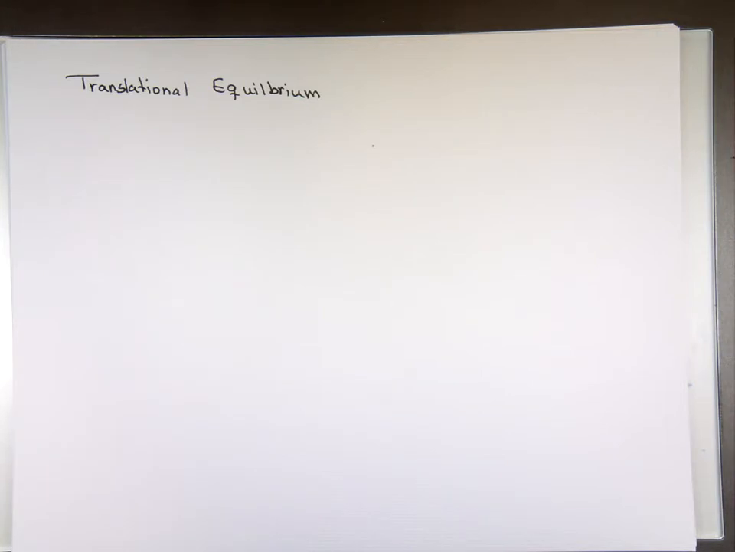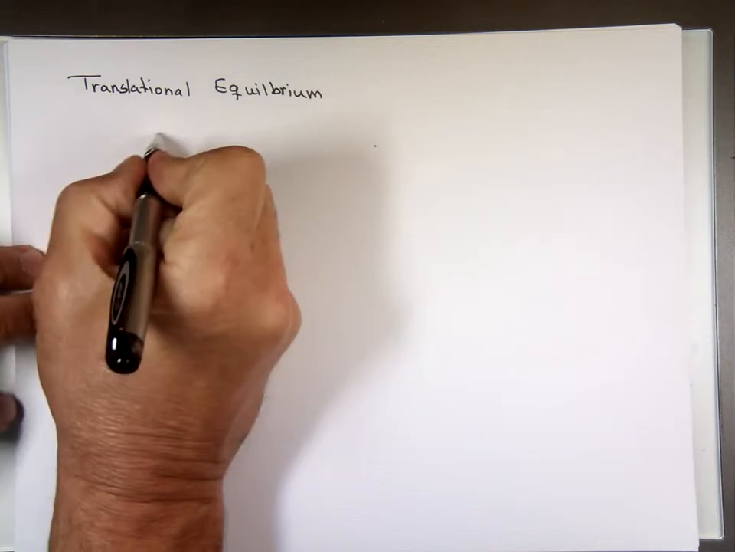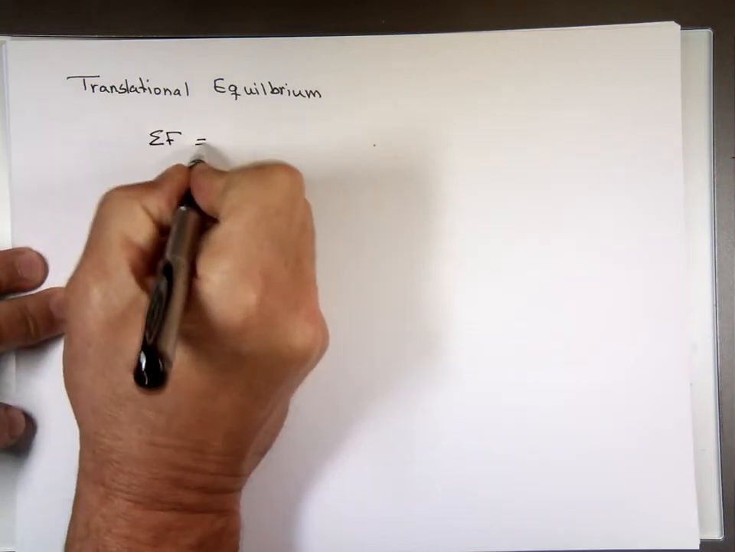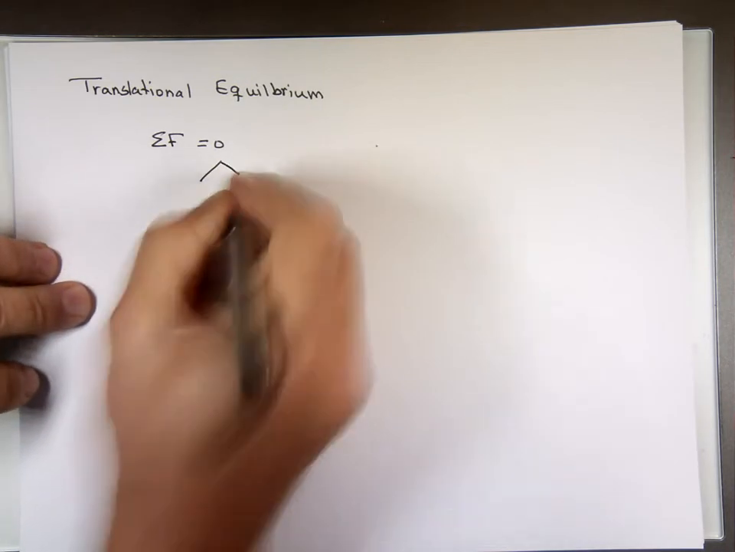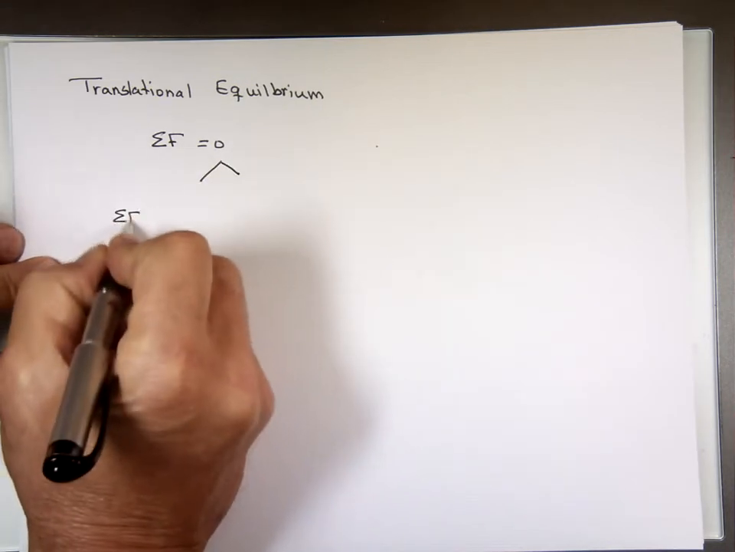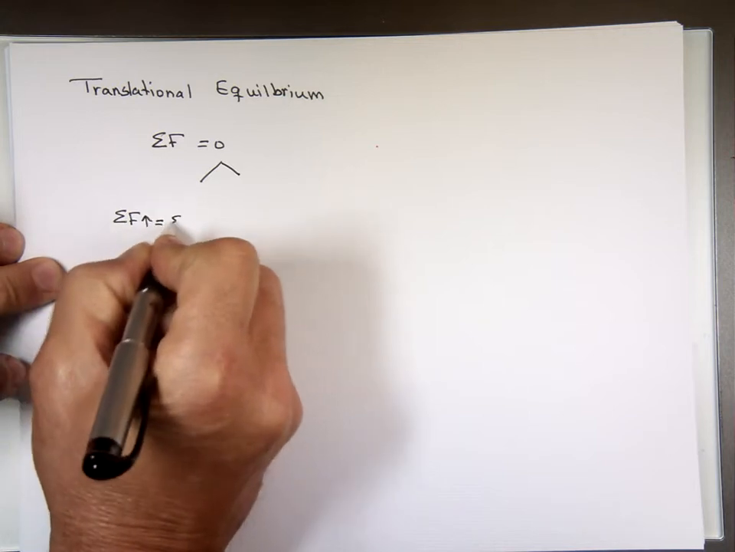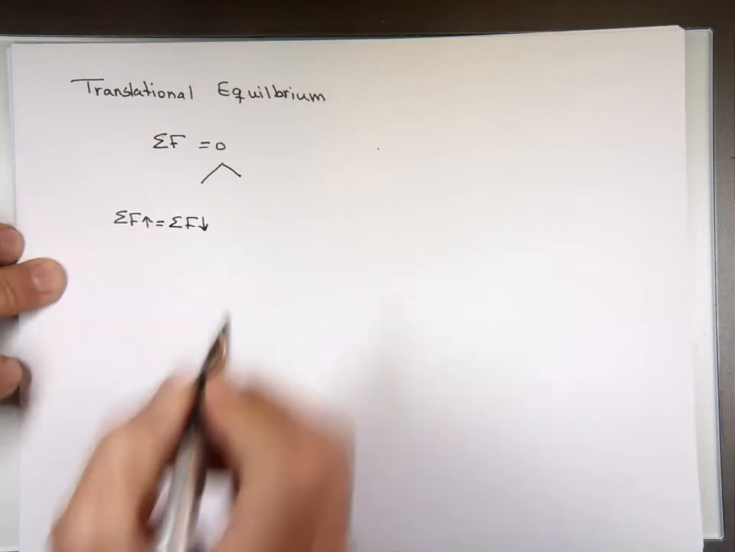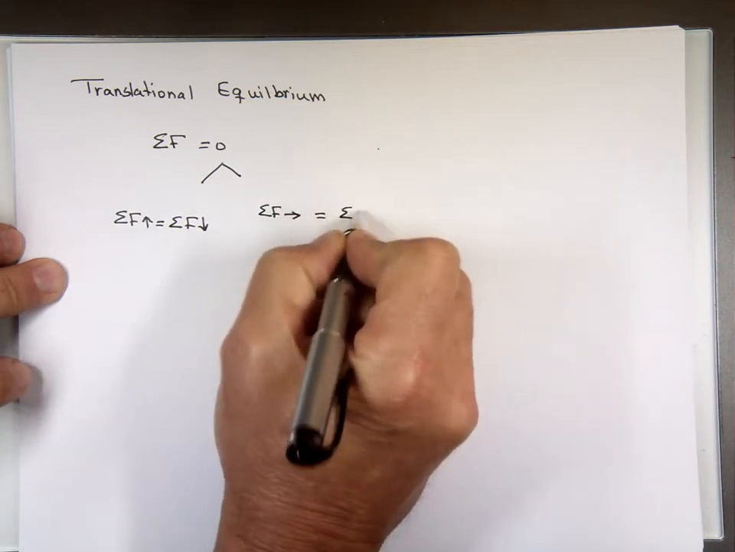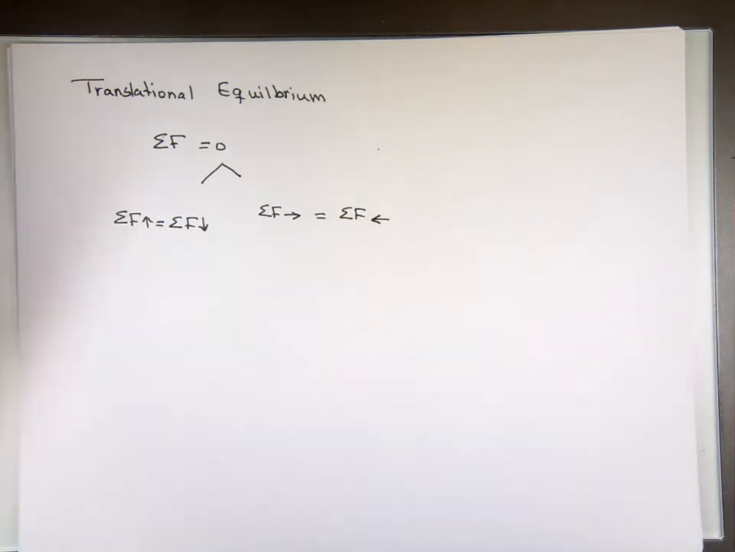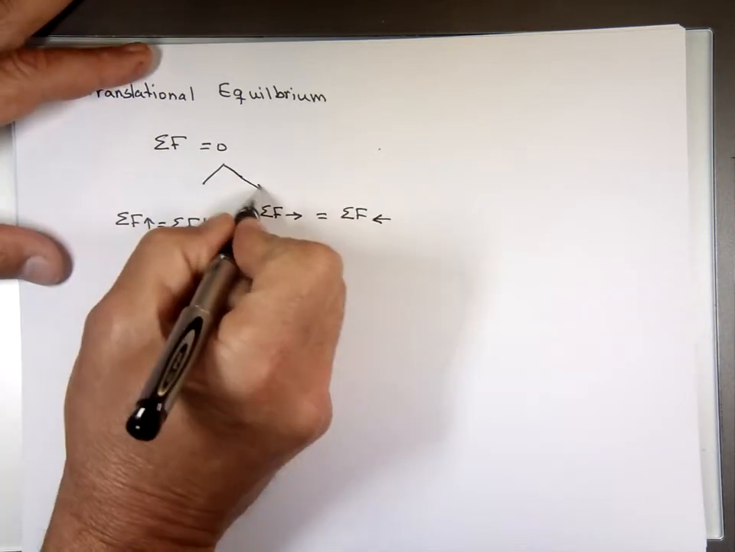Let's look at equilibrium. Equilibrium means your system is balanced, not moving. If something is not moving, the net force has to be 0. I break it down so that all the forces pointing upward, if you add them all, should equal all the forces pointing down. And all the forces pointing to the right should equal all the forces pointing to the left. That's what it means to have an equilibrium system.